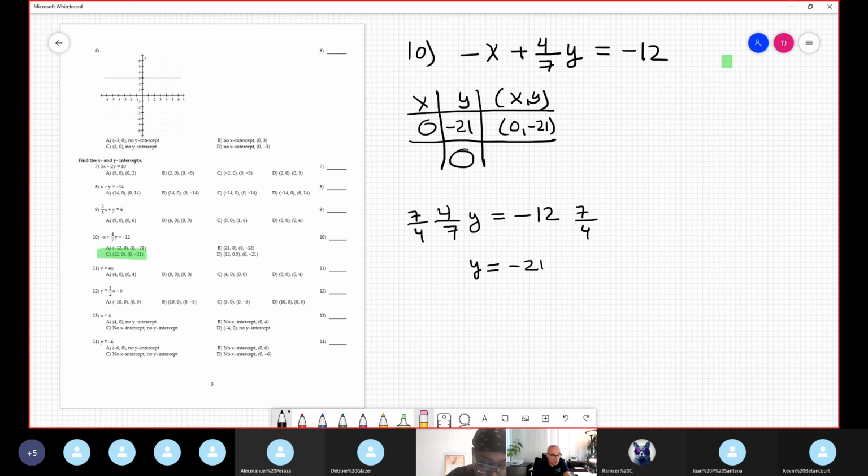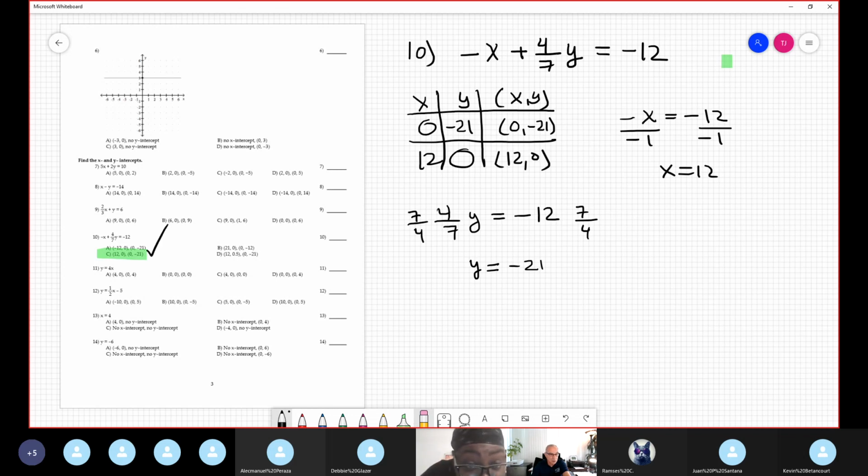Okay, at least this component is okay. The other is easier, because when y is 0, my equation is reduced like that: negative x equals negative 12, so you divide by negative 1 on both sides. x equals 12. Super, very well. 12,0 is the correct answer.